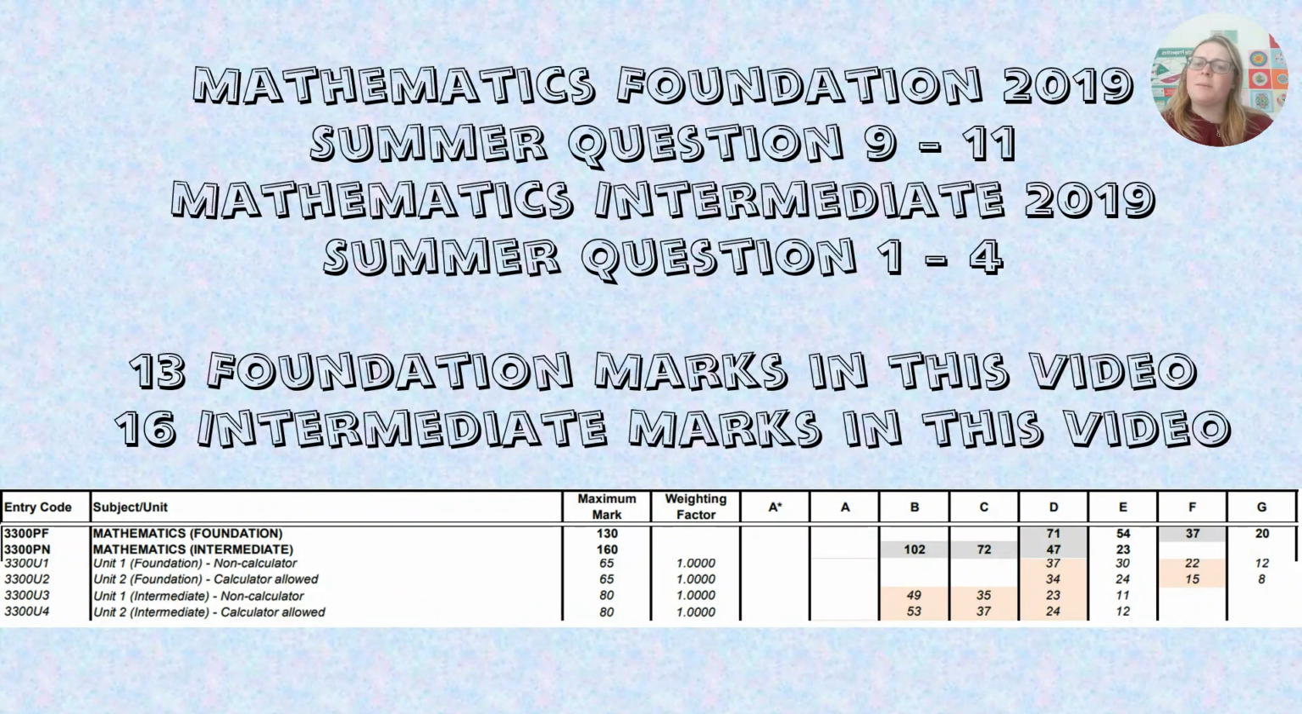This is the Mathematics Summer 2019 paper, and we are looking at the crossover between foundation and intermediate. In this paper, you'll see that there's 13 marks for foundation and 16 marks for intermediate, and they crossed over, so they were on both papers. The other thing I've added here is the grade boundaries for the foundation paper and the intermediate paper. If you've done the other videos, we should be aiming towards our E grade at this point. If you're on the intermediate paper, we're on the first 16 marks to get us an E.